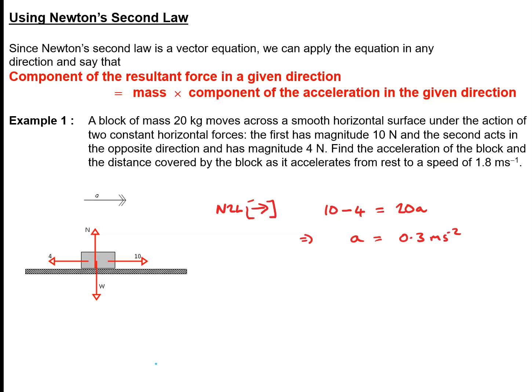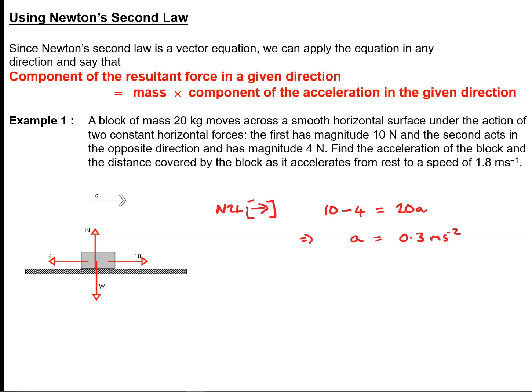We want to know the distance covered by the block as it accelerates from rest to a speed of 1.8 meters per second. We know the acceleration is 0.3, we know the initial velocity is 0, we know the final velocity is 1.8. We're not interested in the time, we want to find the displacement.